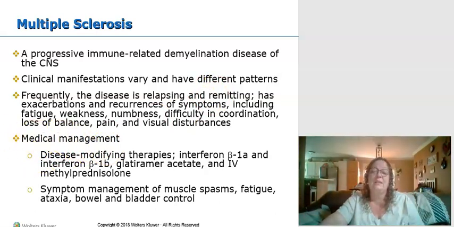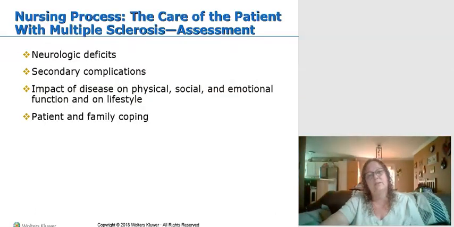Medical management for the disease is disease-modifying therapy, so interferon beta 1A and interferon beta 1B. Glatiramer acetate may be given, or IV methylprednisolone can be given. Symptom management for muscle spasms, fatigue, ataxia, and bowel and bladder control, if we have involvement there, is important.